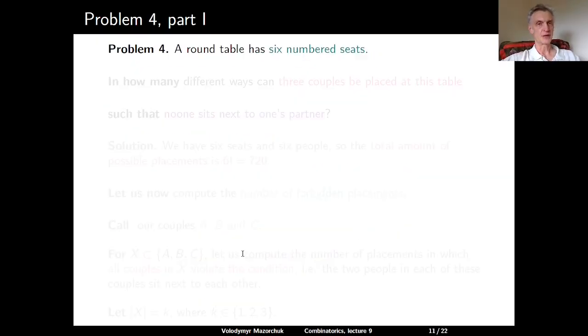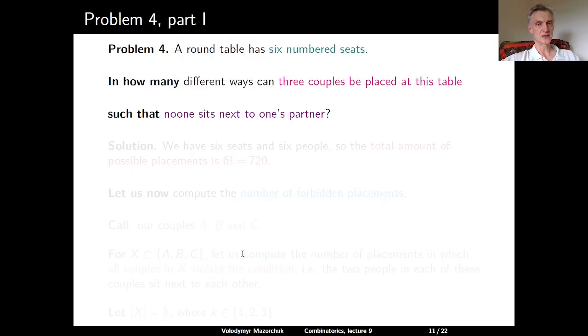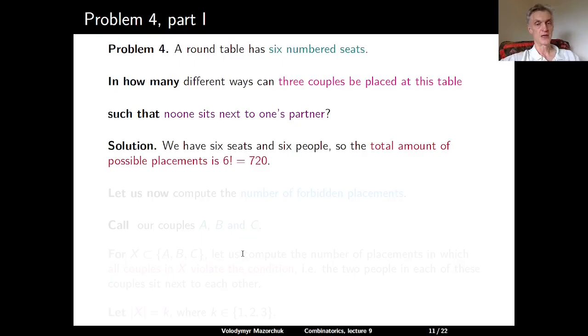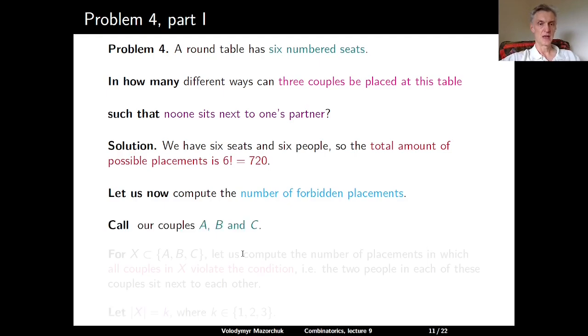Problem 4. A round table has 6 numbered seats. In how many different ways can 3 couples be placed at this table such that no one sits next to one's partner? Solution. We have 6 seats and 6 people, so the total number of possible placements is 6 factorial, which is 720. Let us now compute the number of forbidden placements.